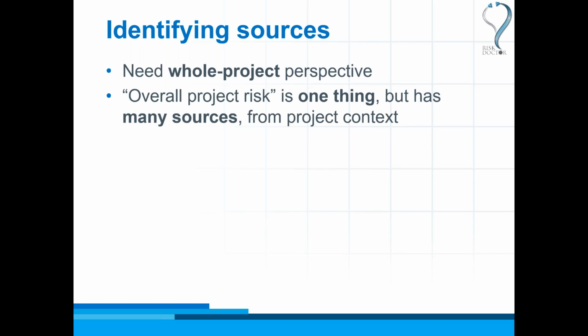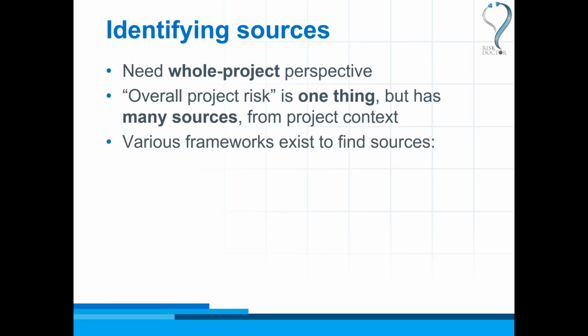And overall project risk is a single thing. It's not like lots of individual risks. You might have 10 or 20 or 50 risks in your project. The project only has one level of overall project risk at any particular time. The project riskiness is one value. But that one thing, the overall project risk, comes from a range of different sources. So in the identification step of our process, we're not identifying overall project risk, we're identifying where it comes from.